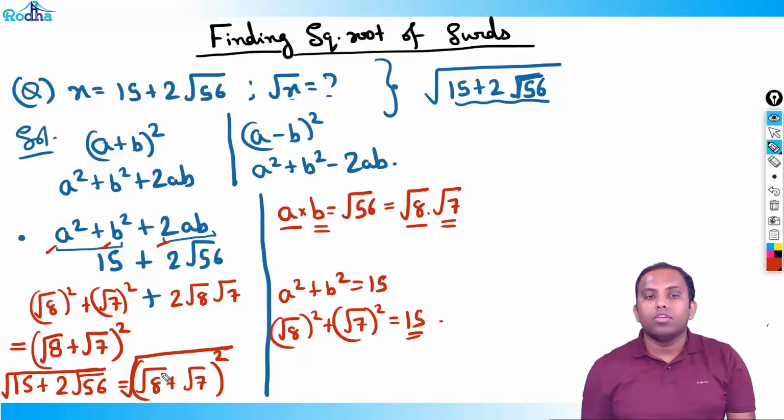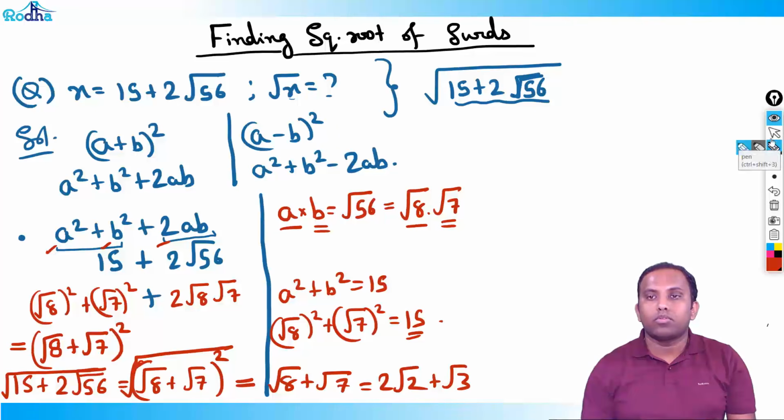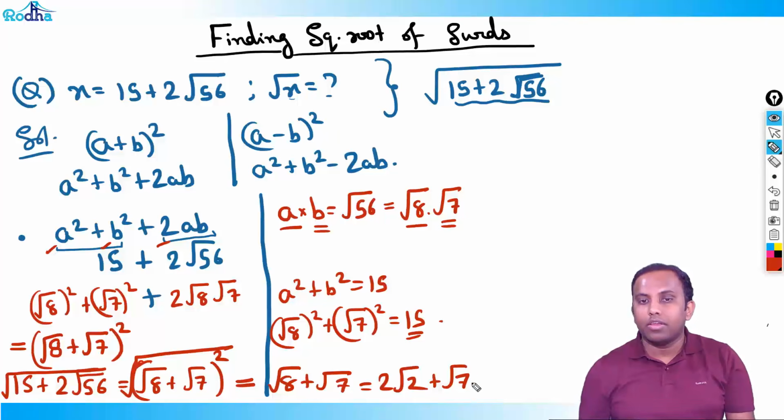So what is the square root of this? Root 8 plus root 7 whole square. What is the square root? The square root will be root 8 plus root 7, that is 2 root 2 plus root 7. That should be the answer, right? 2 root 2 plus root 7. That should be the answer. Right? I'll make you understand.